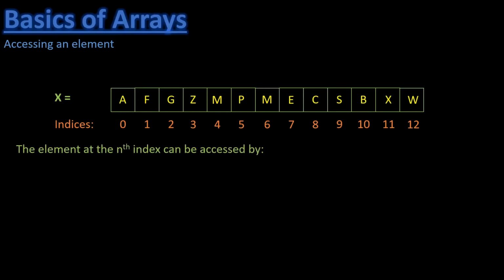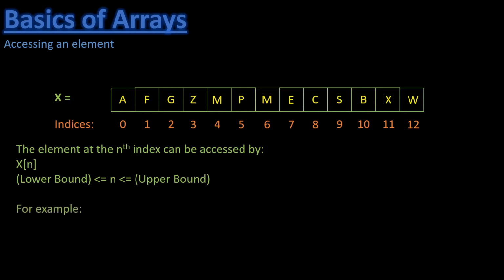So to access the element at the nth index, we can use the notation, the name of the array, in this case x, followed by the index n in square brackets. Note that the value of the index, which is n here, should always be from the lower bound to the upper bound, both included. The above notation behaves just like a variable of the same data type as the array.